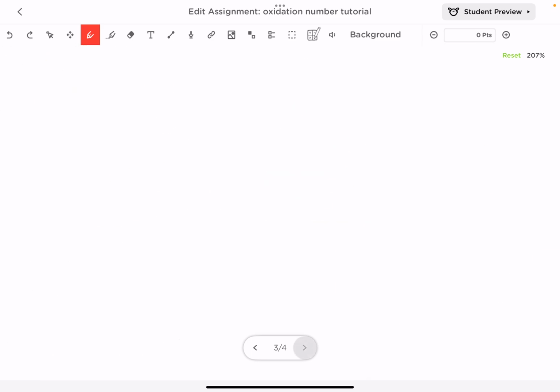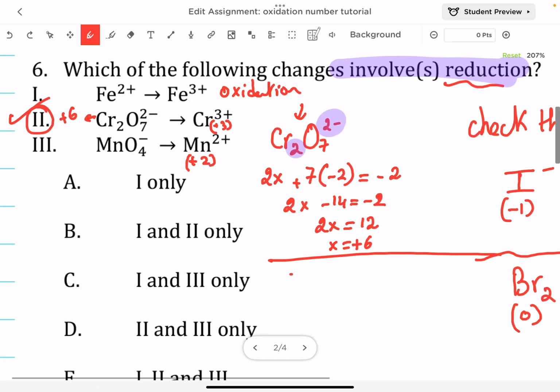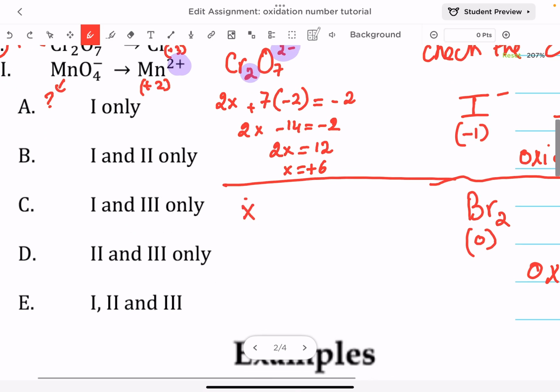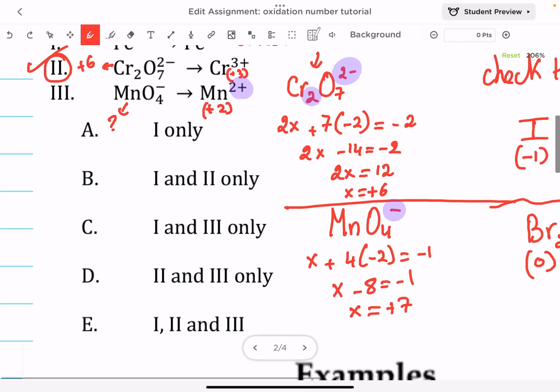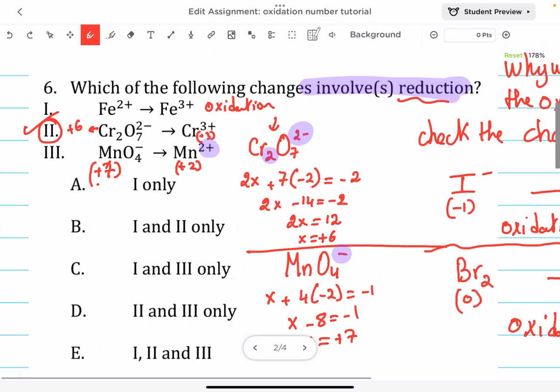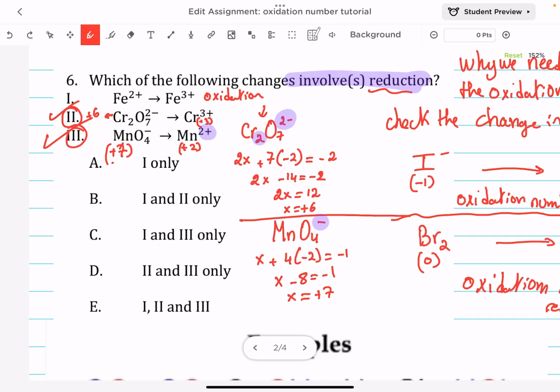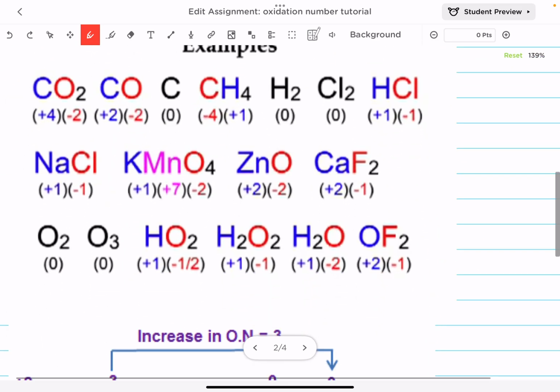Similarly, let's do the next one. This one I can see that it is plus 2 because of the charge written on it over here. However, I need to find this Mn. So I'm going to name it X. Let me write it again. MnO4 negative. So X plus 4 times the oxygen equals negative 1, not negative 2 like the previous example. So solving for X, we will get X as plus 7. So it was plus 7 and dropped to 2. So this one also got reduced. So the second and the third.